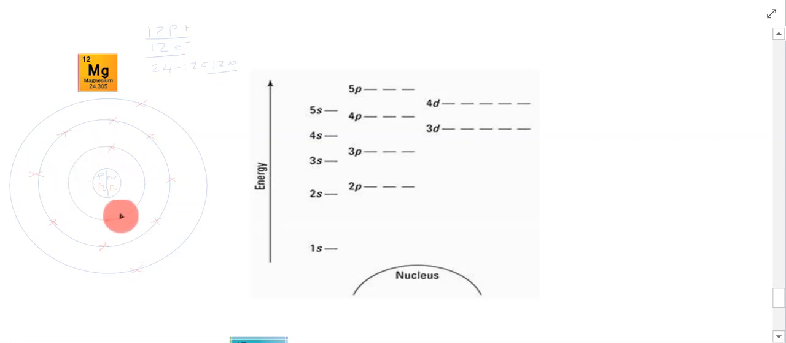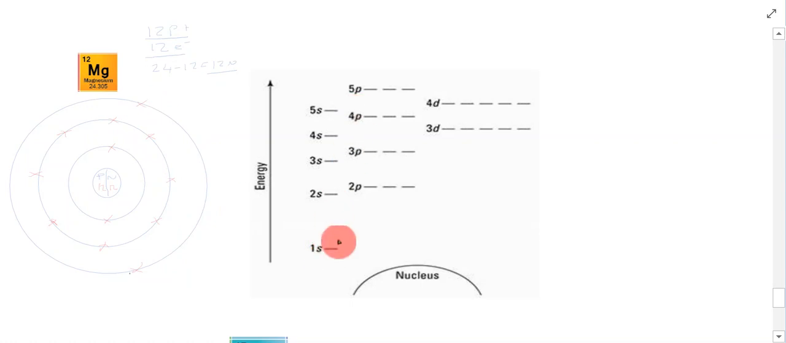If you remember, the first energy level, or first orbital, can contain 2 electrons. The second one can contain up to 8 electrons, and the third one as well can contain up to 8. In this case, we have just 2 electrons in the outer level in the case of magnesium.